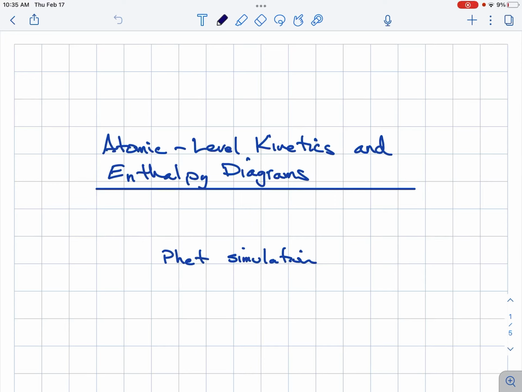Hi everyone. Today we're going to go over atomic level kinetics, and we're going to tie into that thinking about kinetics in terms of enthalpy diagrams. So at the atomic level, when we're thinking about kinetics, we're thinking about what is it about the way atoms interact that leads to chemical reactions. And one of the best ways to do this is to take a look at a simulation.